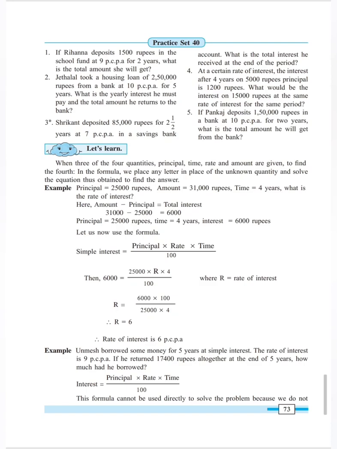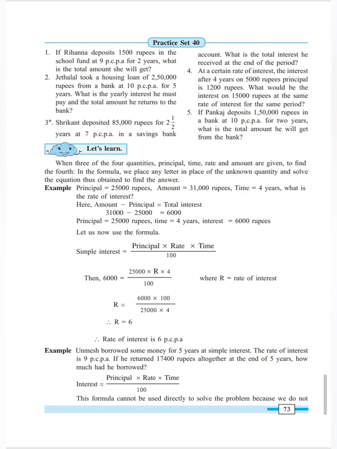So when we are taking upside down from the left side, we have to do the same thing to the right side also. Therefore, it is taken upside down of the right side of the is equal to sign. Thus, r is equal to 6,000 multiplied by 100 upon 25,000 multiplied by 4.